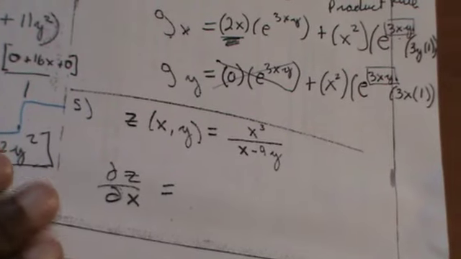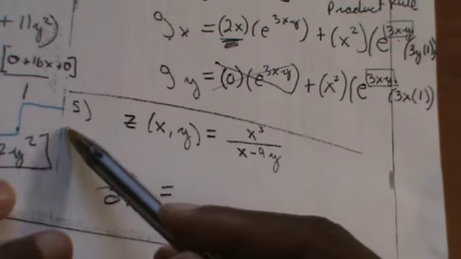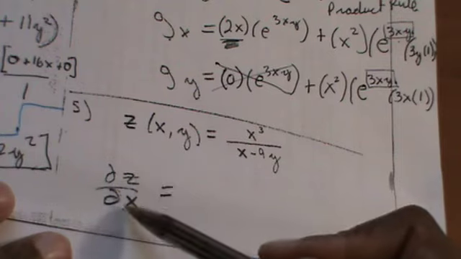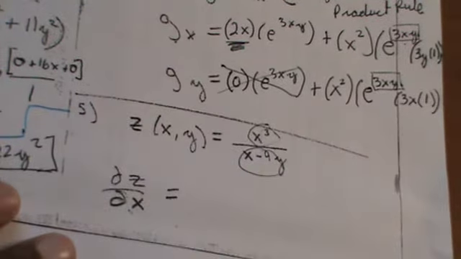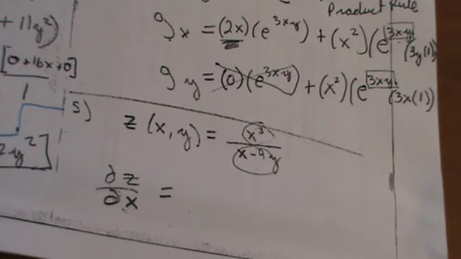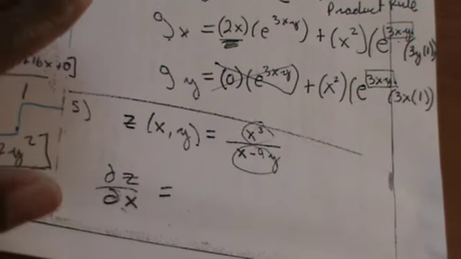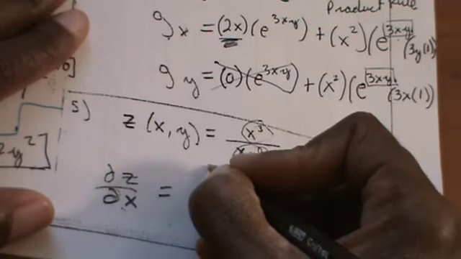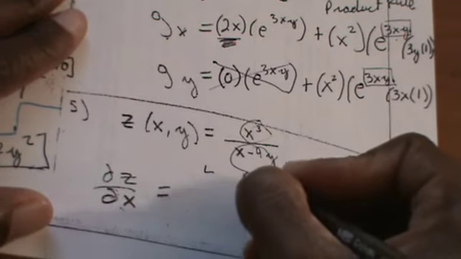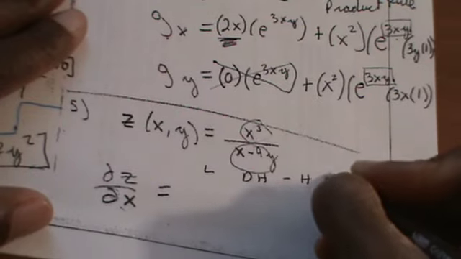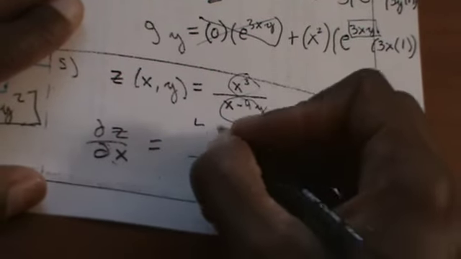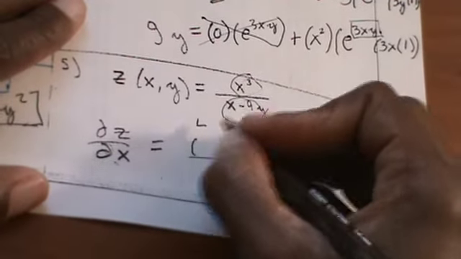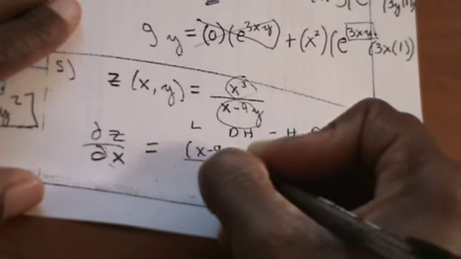Last one, and it's an interesting one. This says find the derivative of z paying attention to the x's. Now you have an x in the numerator and an x in the denominator. So your best bet is going to be the quotient rule. So what's the quotient rule? Low d high minus the high d low all over the low squared. Okay, so if you don't remember these rules, please go back and refresh your memory. So low is the denominator, x minus 9y.